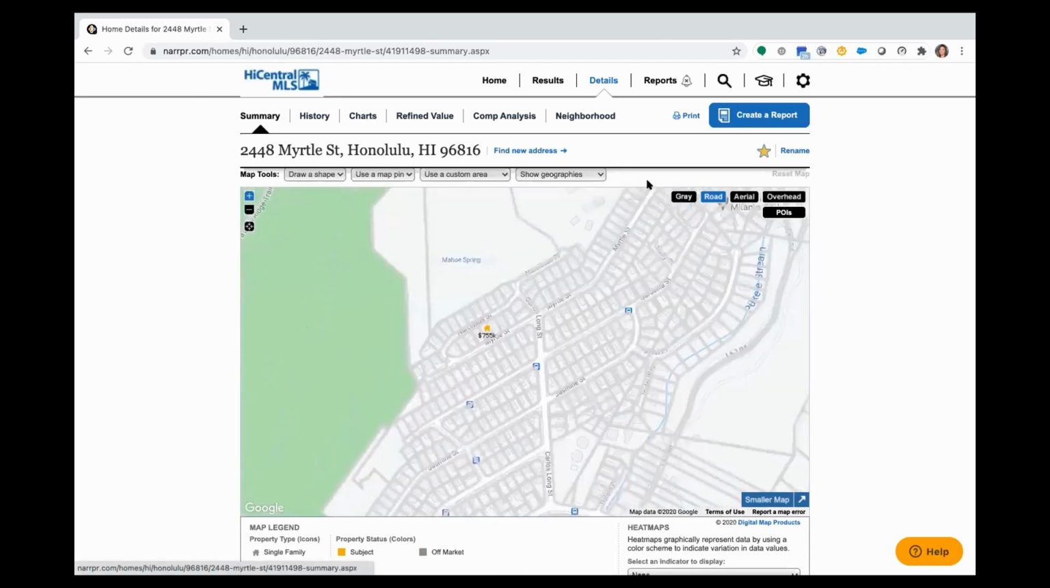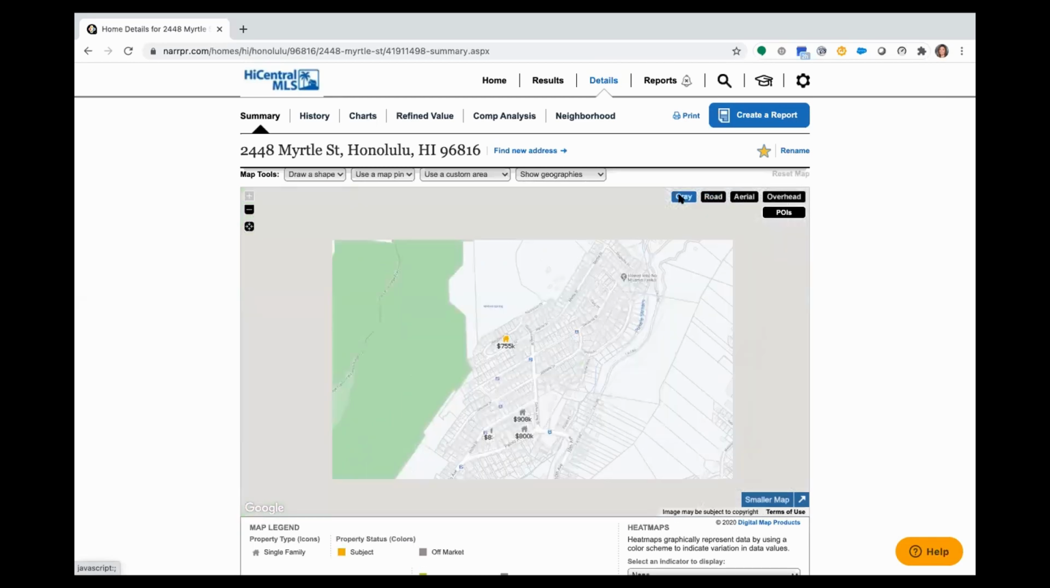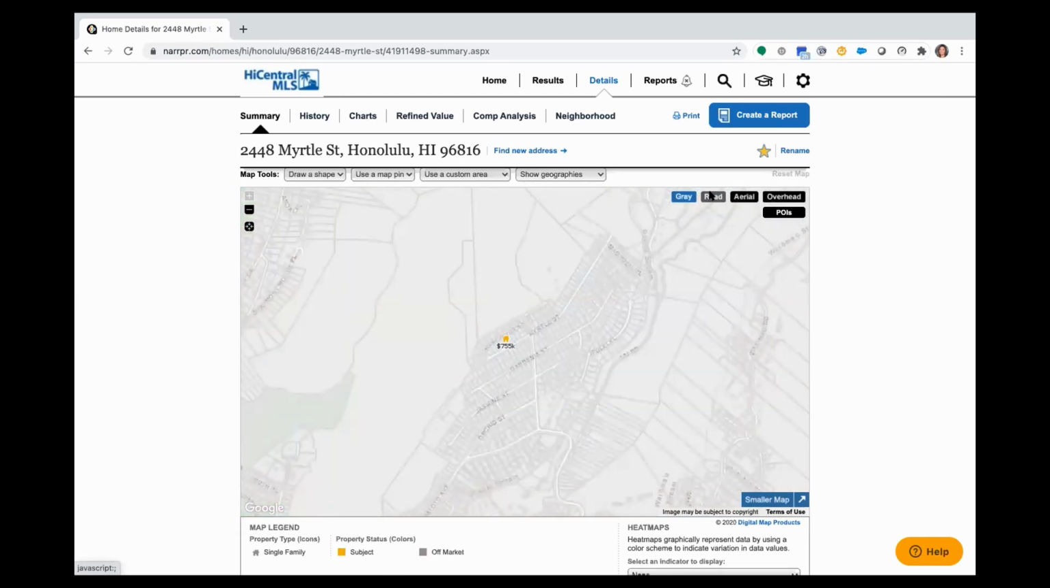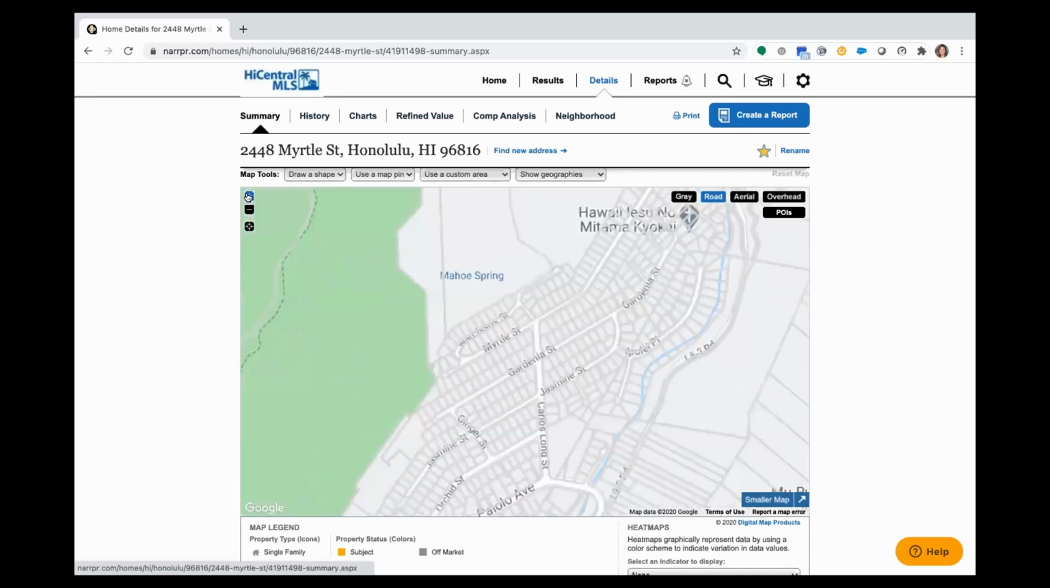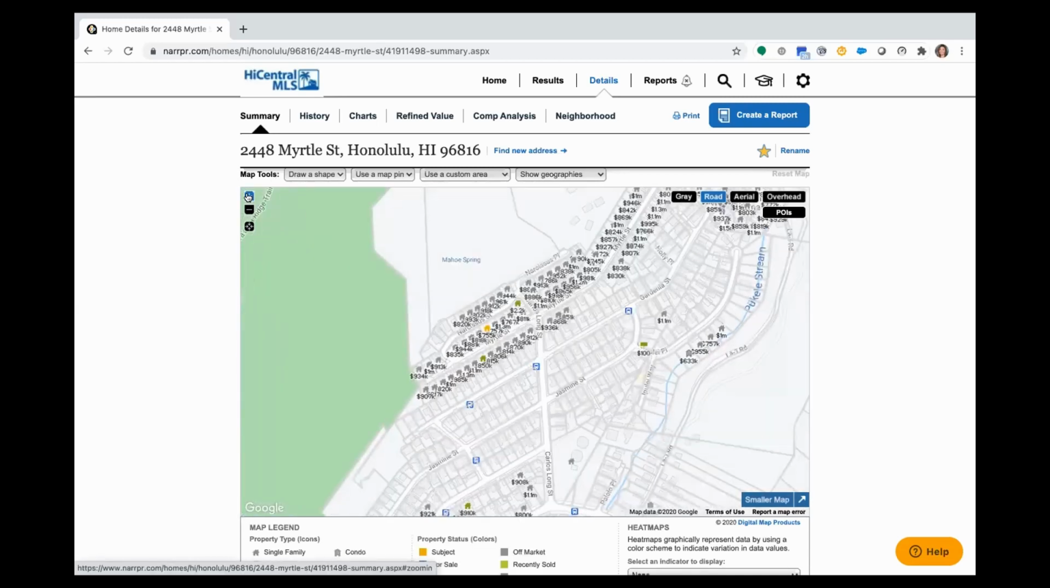This is the road view. On the upper right hand side, you do have that gray washed out view, you have that road view, and then if you're zoomed in enough, you have that aerial and that overhead view.